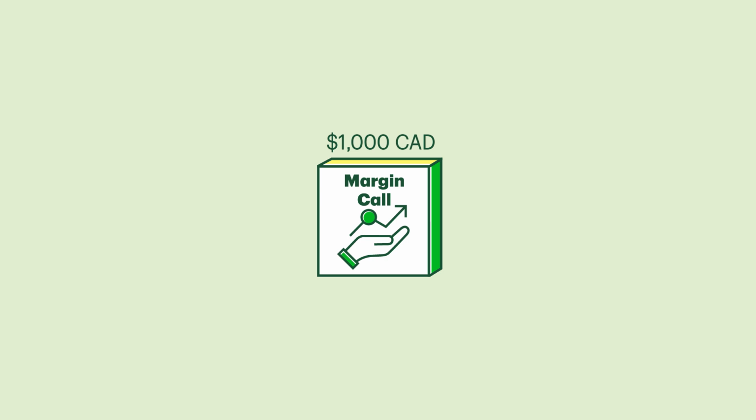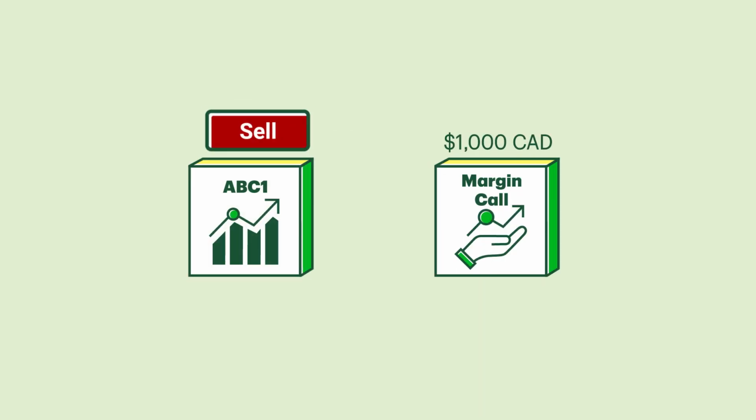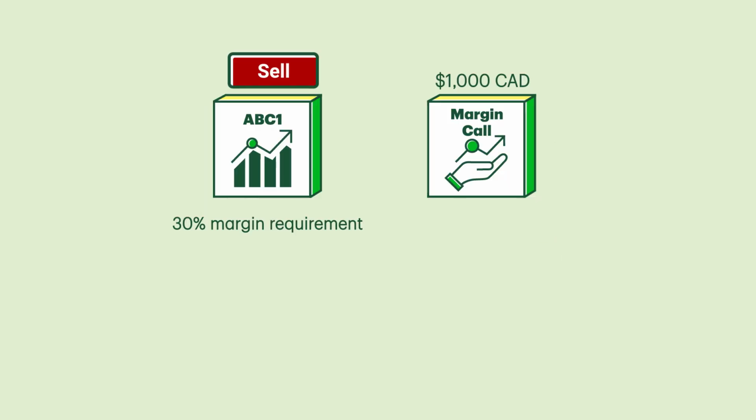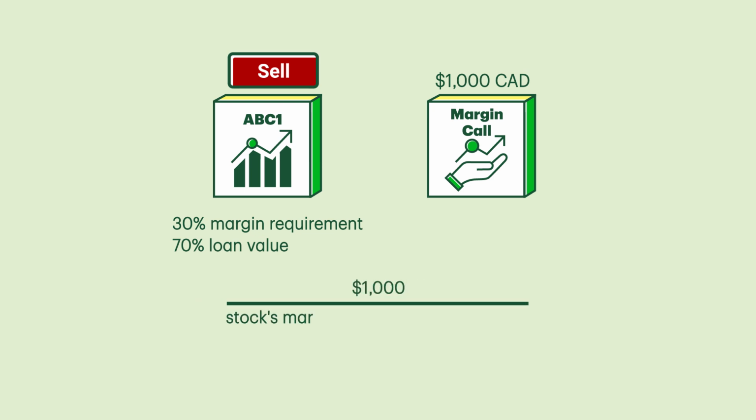Let's look at an example. Assume you have a margin call of $1,000 Canadian. You decide to sell shares of ABC1 stock to satisfy the call. ABC1 stock has a margin requirement of 30%. This means it has a loan value of 70%. To figure out how much stock to sell, divide the margin deficit by the stock's margin requirement percentage. So in this example, you would need to sell around $3,400 worth of ABC1 stock to clear that $1,000 margin call. Remember to account for commissions if applicable.